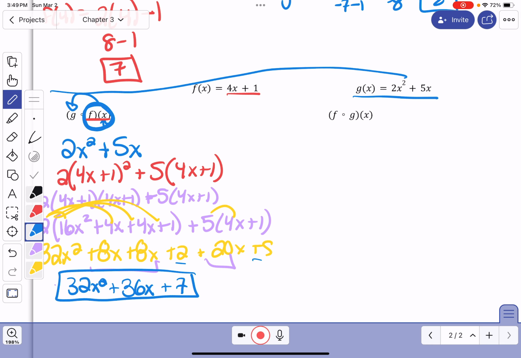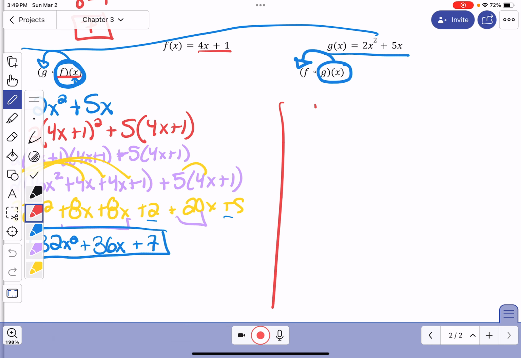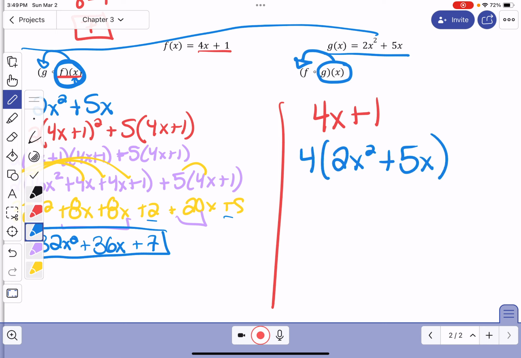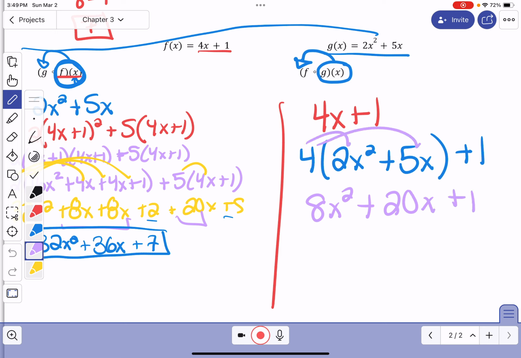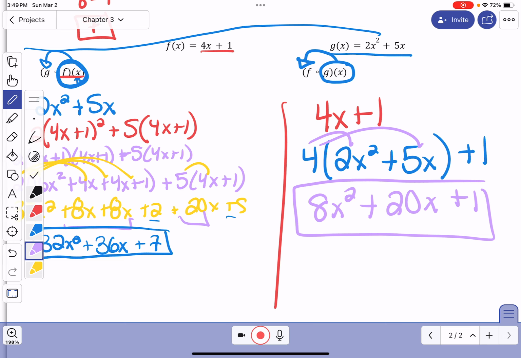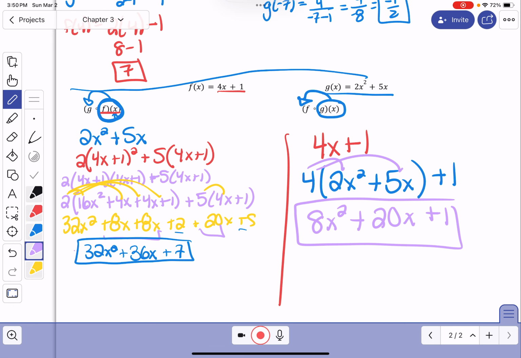So let's do one more just to make sure. Inside out. So this one's saying plug g into f of x. So f of x is 4x plus 1. So instead of x, I'm going to put 2x squared plus 5x. Then distribute. So we get 8x squared plus 20x, and that 1's outside, so just plus 1. So that is our composition of functions. So that is section 3.4. You're more than halfway done in chapter 3.